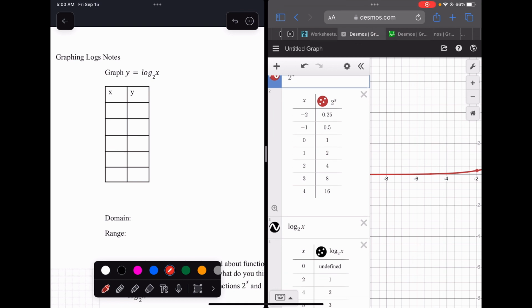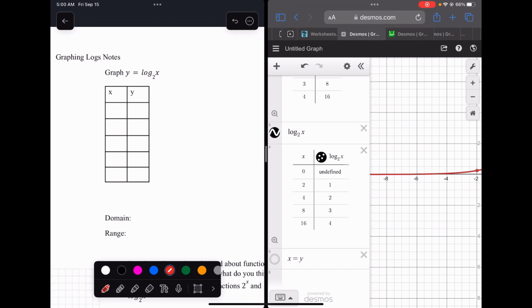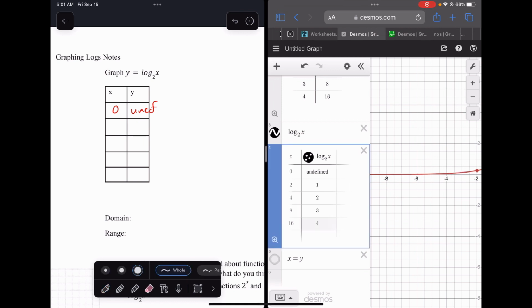All right, so if we look here, we've got our values. Now, if I do 0, I get something called undefined, and we'll talk about that later. But basically, when I plug in 0, it tells me, nope, can't do it. When I plug in 2, I get a 1. I guess we should plug in a 1 as well. Let's do that. Will it let me?